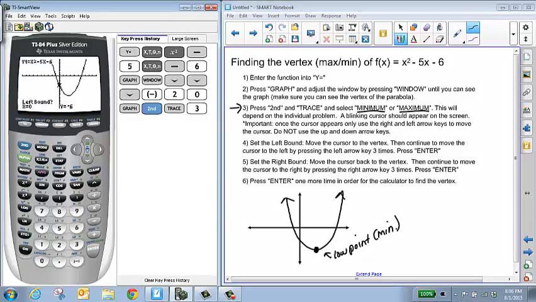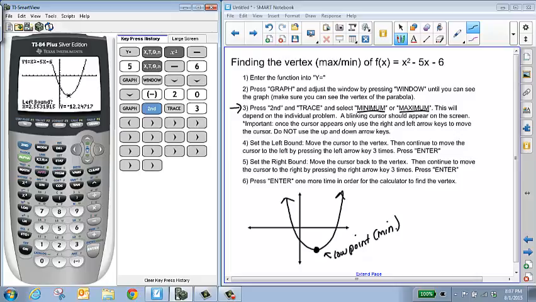Now, just like with our x-intercepts, we have to set the left bound and the right bound. So to do that, since this is the point that we are trying to locate, you want to move that cursor as close as possible to the vertex of your graph. Now remember, when that left bound question pops up, you have to use the left and right arrow keys to move that cursor along the path of the graph. So that looks pretty close to the vertex.